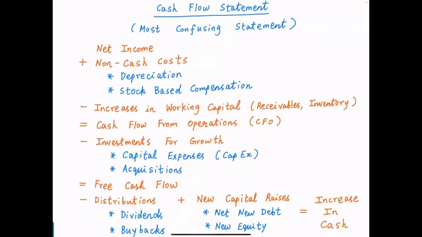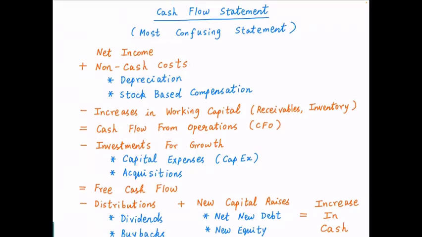So that's why the cash flow statement is such a complicated thing. You see, it's got so many parts. It's the most confusing statement because, first of all, it takes all these costs and adds them back to net income. Normally what we do with costs is we subtract costs, but the cash flow statement adds the costs. Why does it add costs? Because these are non-cash costs. So they have to be added back to net income. Then it subtracts out the increase in working capital, then it subtracts out all these investments. It's a complicated statement to understand.